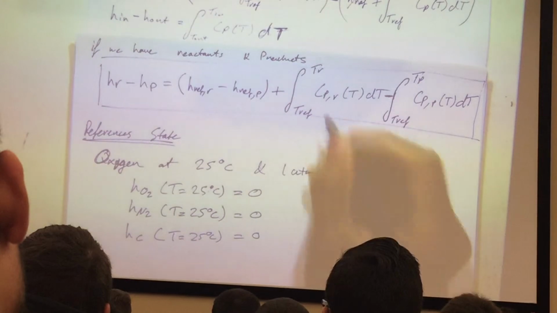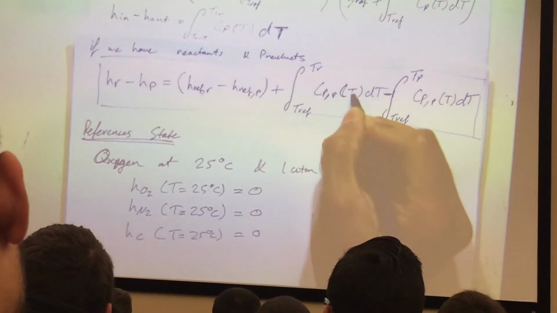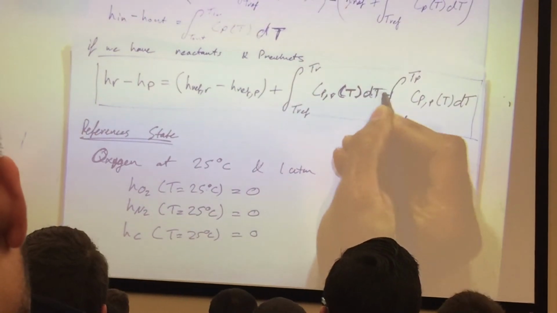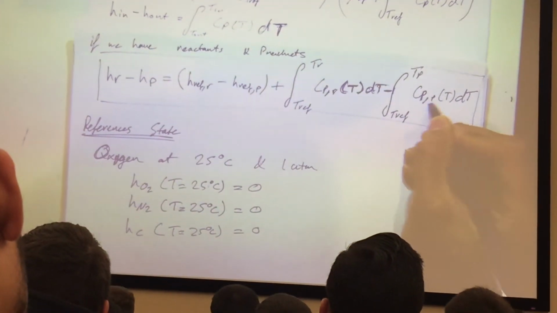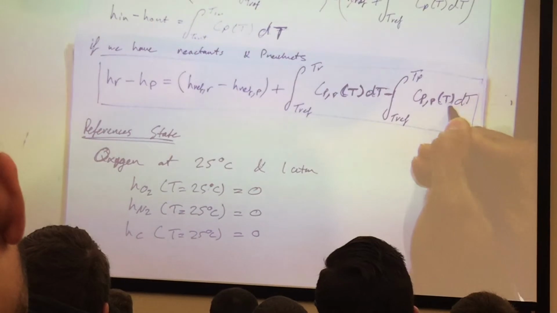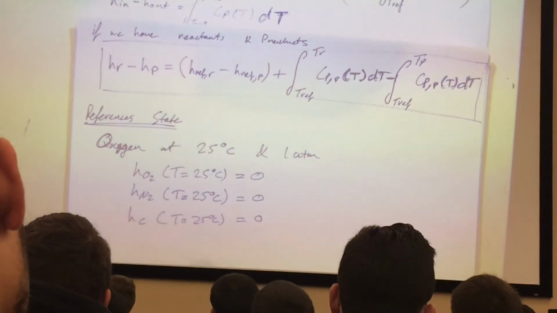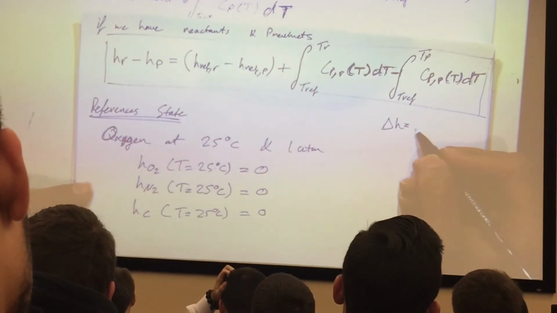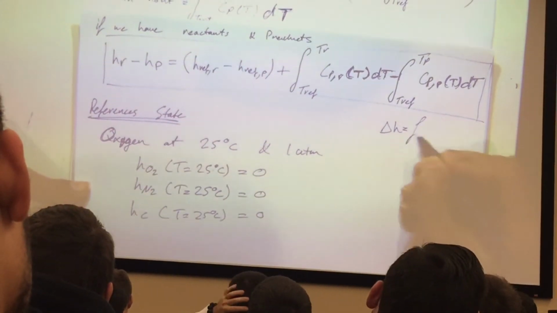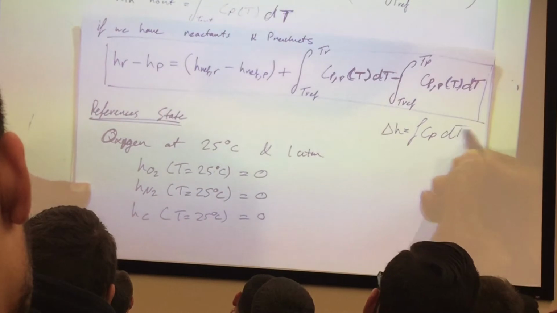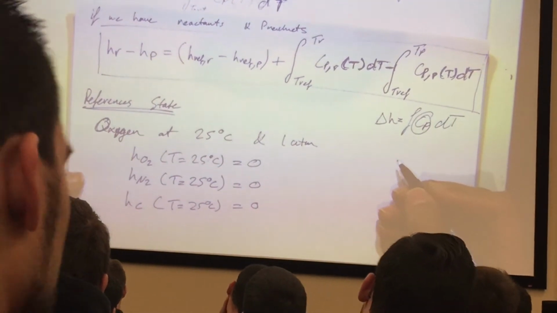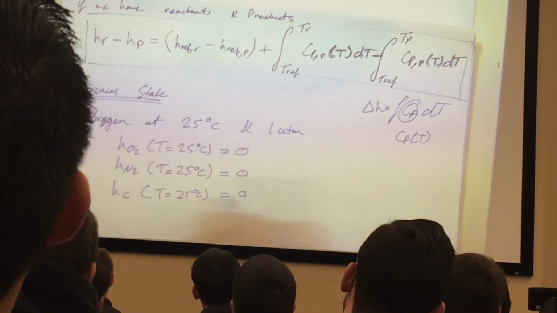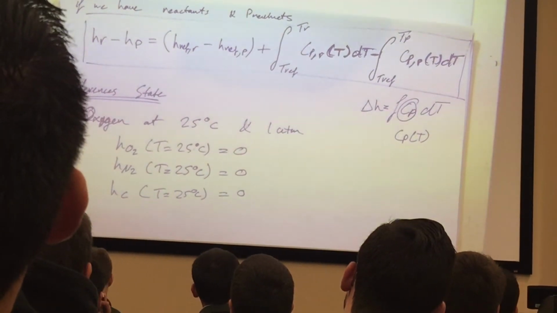This is Cp of reactants as a function of T, delta T, and Cp of products as a function of T, delta T. Where did you see this before? What is delta H equal to? Integral of Cp delta T. Most of the time you might take Cp as constant, but in this case, Cp is a function of temperature. Okay? Any further questions?